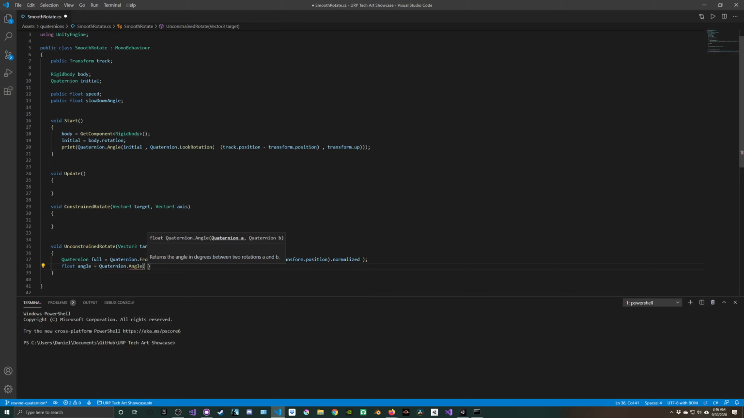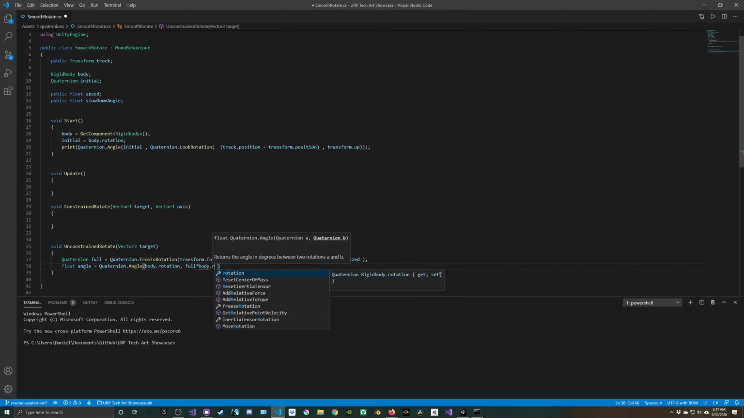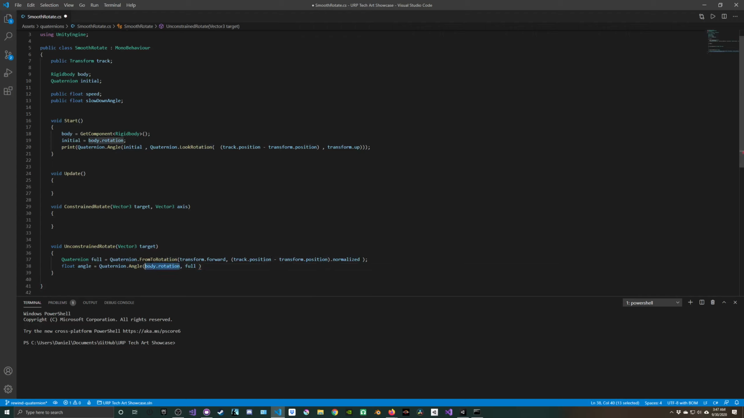Now, we have something here that is a little bit interesting. See, this represents a change in rotation. This isn't like our final rotation. So we could do the angle between our initial and our initial composed with the rotation that we want to apply to it, which would just be body.rotation and then full times body.rotation. But you can see this is a little bit repetitive, so what we can actually do is use Quaternion.Identity.